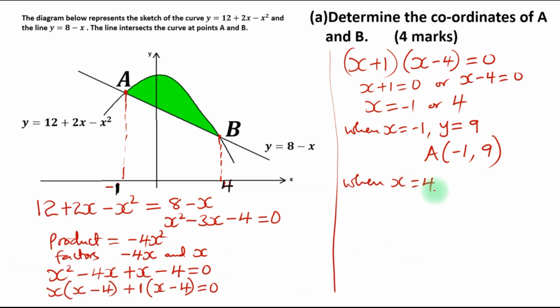Then when x is 4, the value of y will be what? Again, we substitute into either of these two equations. So when x is 4, y will be 8 minus 4, which is 4. And therefore, in this case, the coordinates of point B are 4, 4. So that is part A of the question. We have been able to get the coordinates of A and B.